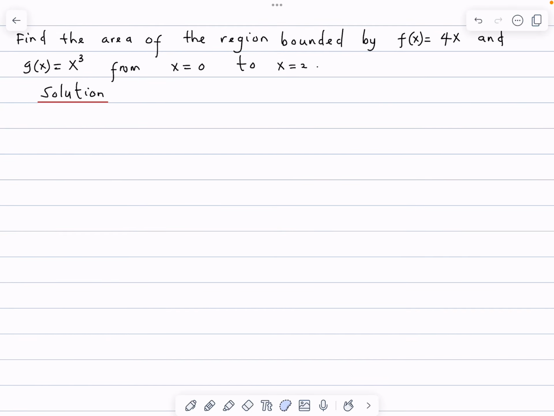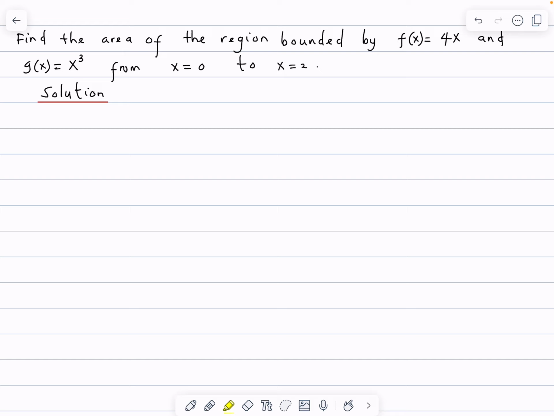Hello friends, let's find the area of the region bounded by these two functions from x equals 0 to x equals 2. So if you observe, for this problem we have two functions, f of x equals 4x and g of x equals x cubed. How can you find the area of a problem like this?